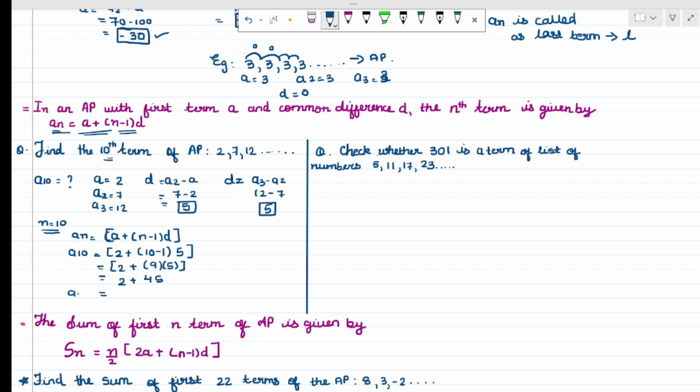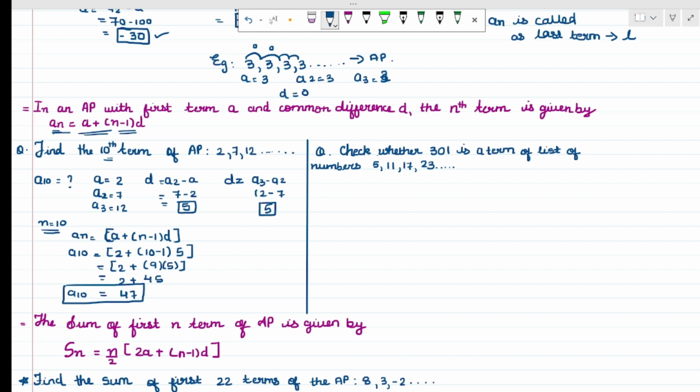So my A10 becomes, A10 is equals to 47. This becomes my final answer of A10, the question which I was asked for. Find out the 10th term. That means the 10th number of this AP will be 47. Okay.